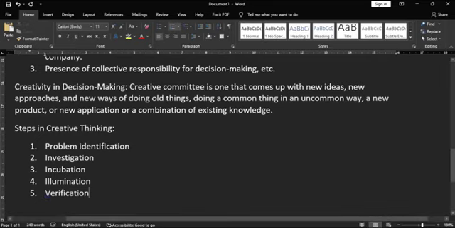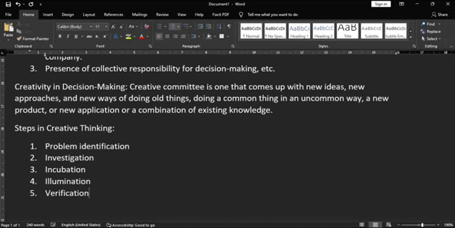Now, the steps in creative thinking. The first is problem identification. You investigate the incubation period, illumination, and verification.